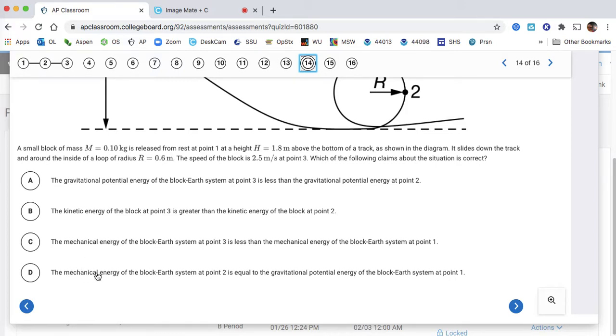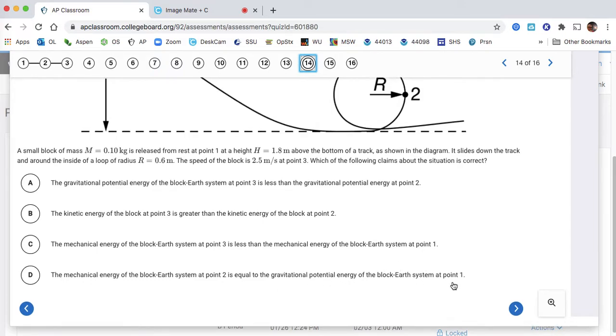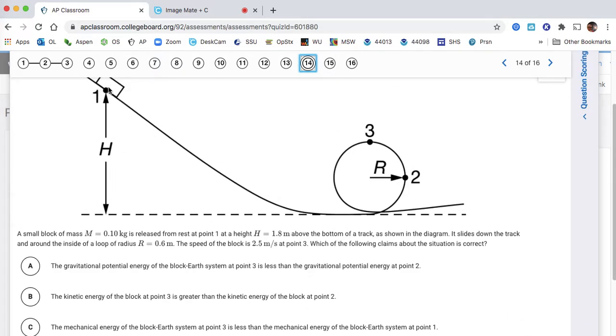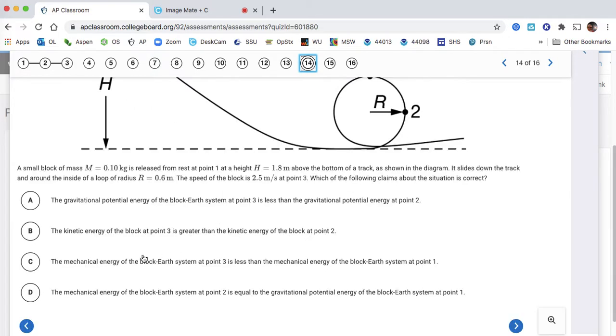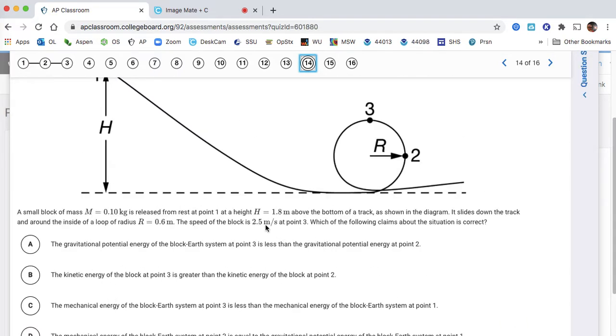Do you understand? Mechanical energy of the system at 2 is equal to the potential energy of the block-Earth system at 1, because up here it's released from rest. So up here it has PE, and it's not moving. It's just got PE, so the total energy in the system here is just PE. And if there's no friction, then the total mechanical energy everywhere is the same. So D is correct if there's no friction, but I don't know that's true. It doesn't say that here.